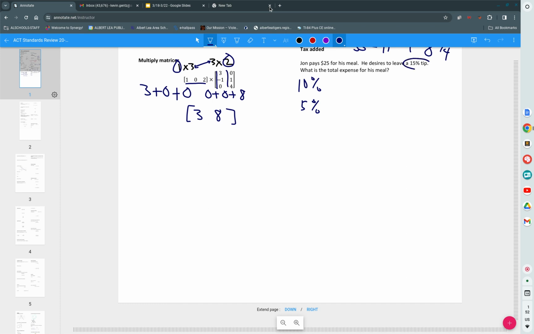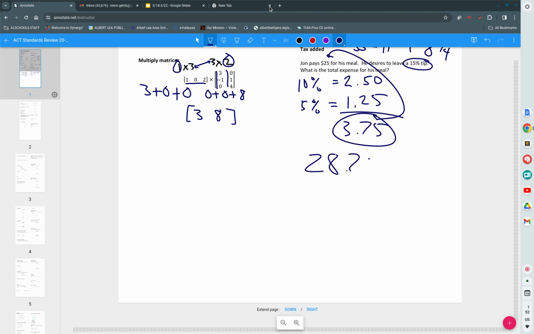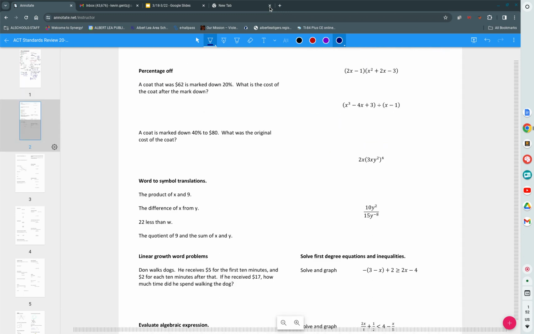He's leaving a 15% tip. If he left 10% tip, that would be $2.50. So if 10% is $2.50, what would 5% be? $1.25. That means the total tip is $3.75. Added on top of that, it would be $28.75 is going to be the total for his meal. So again, figuring out some of those pieces, you don't necessarily have to do them mentally because you see your calculator, but it does help you out sometimes.